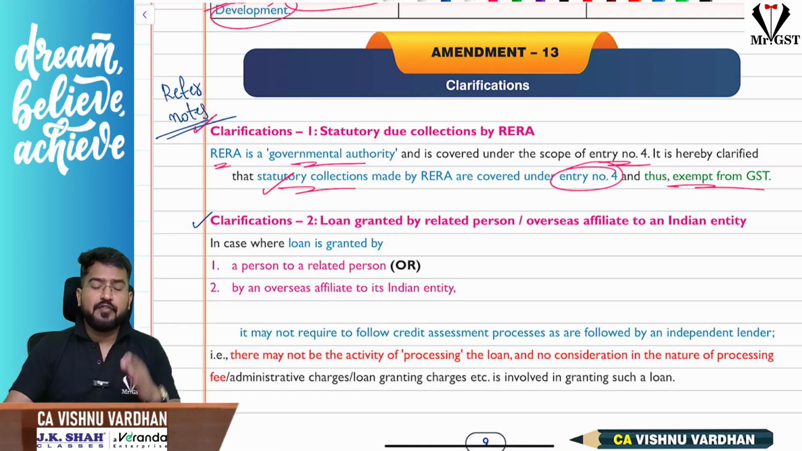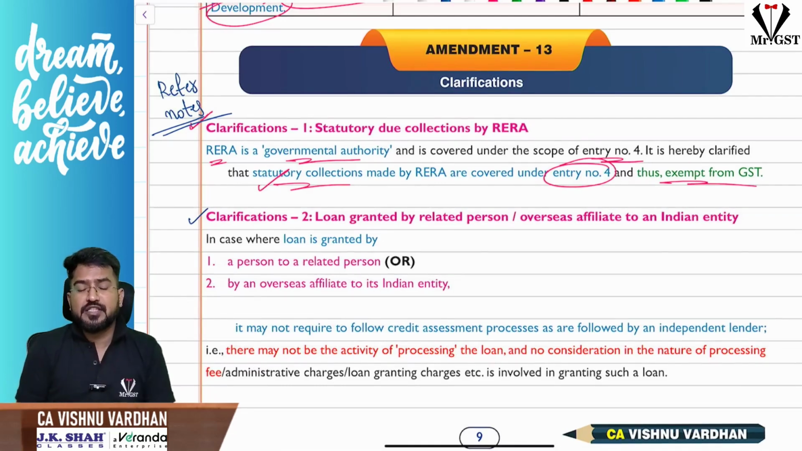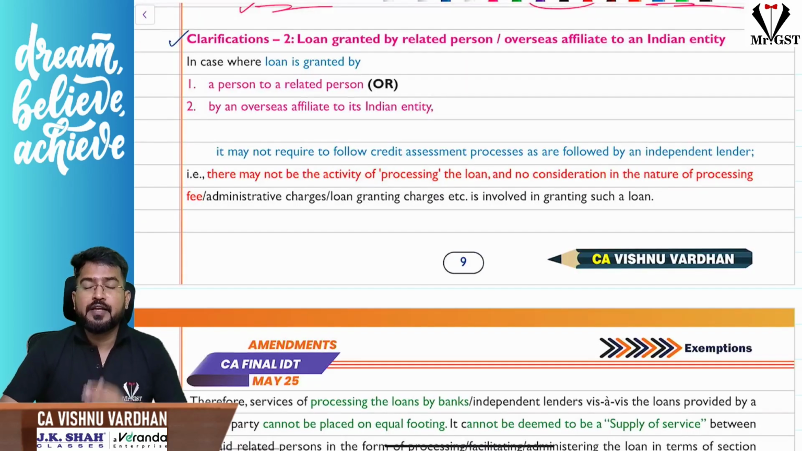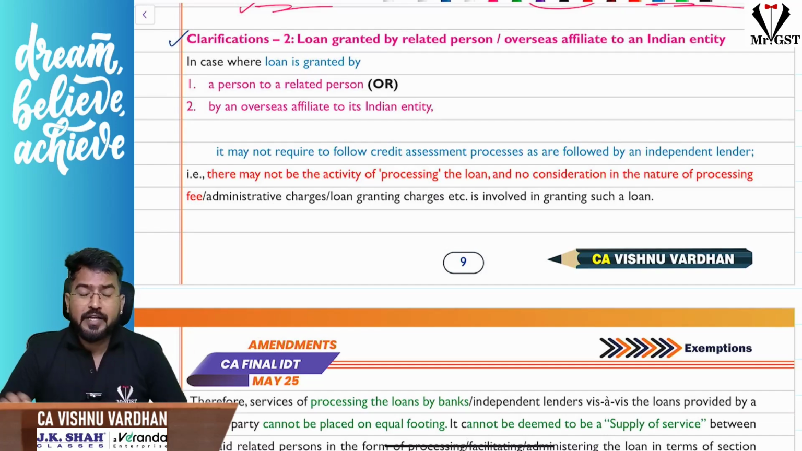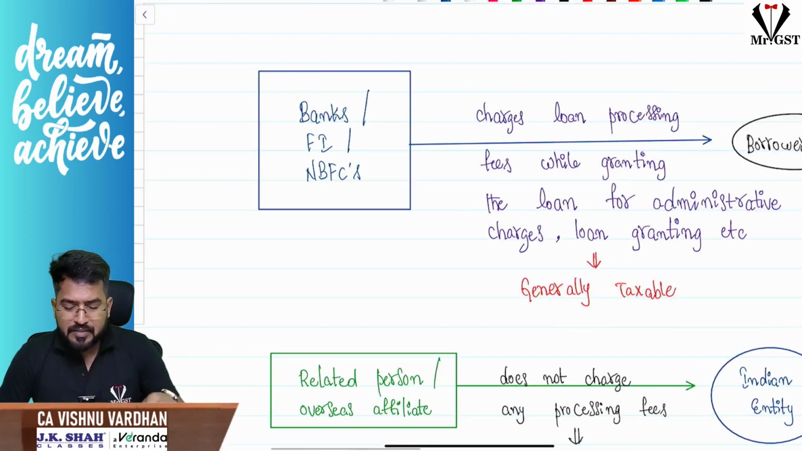Next, there is a clarification regarding the statutory collections made by RERA. Understand statutory collections made by RERA. The department has clarified RERA is also a governmental authority. Whatever services they are providing by way of collecting the statutory dues, that is also exempt under GST. Next one is regarding the clarification regarding the loan granted by related person or overseas affiliates to its Indian entity. Now, simple, understand.